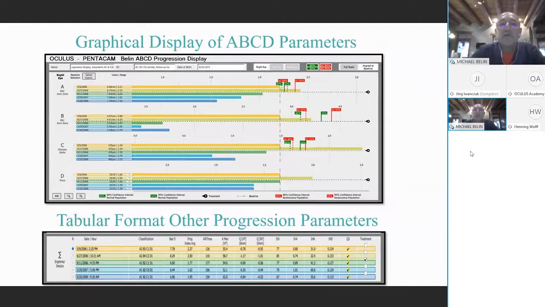In addition to the graphical display of the ABCD, we also give you a tabular format of a number of other progression parameters that have been used in the past. So here again, we list the date, the time of the exam, the actual ABCD classification, the BAD-D, the progression index, ART max, Kmax, because a lot of people still need to follow that, Q values, the anterior surface parameters, and again, to make sure that you have a good quality check. You're also able to click off if and when you've done a treatment. You'll notice here treatment, and if you click off a treatment, that will show as a dotted line here. When we say treatment, we're usually talking about cross-linking. So everything below here is post-cross-linking.